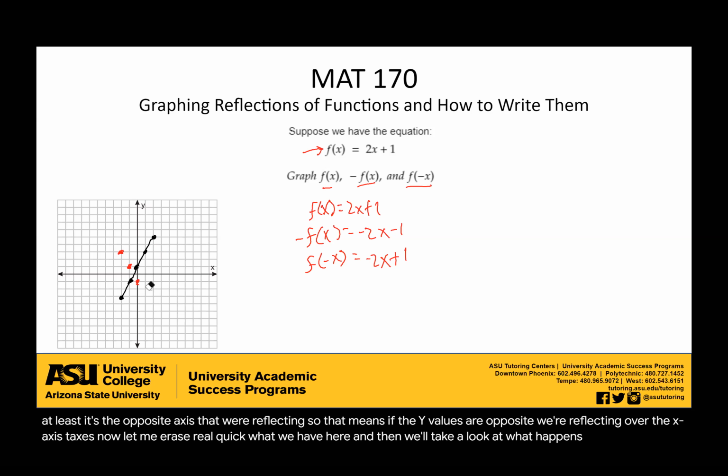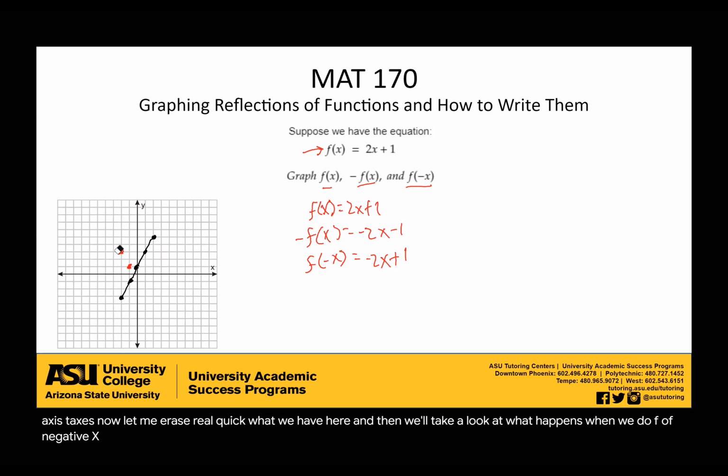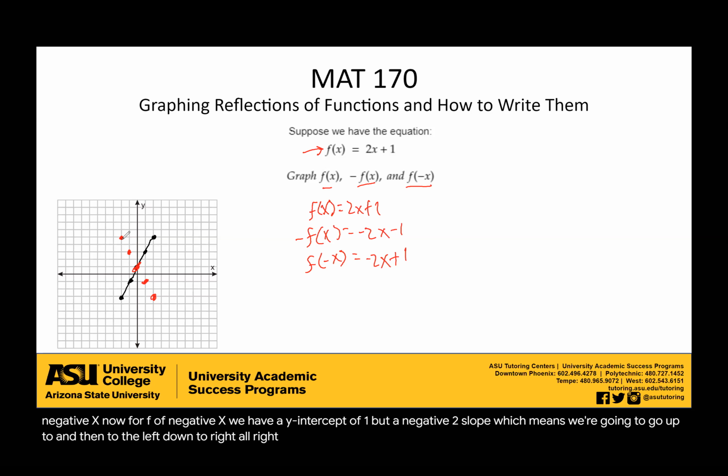Now, let me erase real quick what we have here, and then we'll take a look at what happens when we do f of negative x. For f of negative x, we have a y-intercept of 1, but a -2 slope, which means we're going to go up 2 and then to the left. Down 2, right. Perfect.